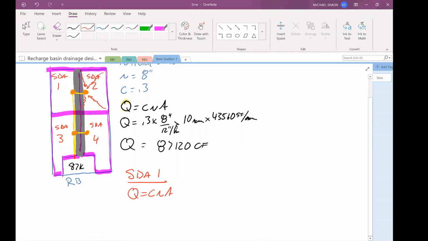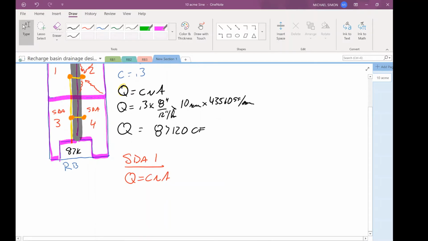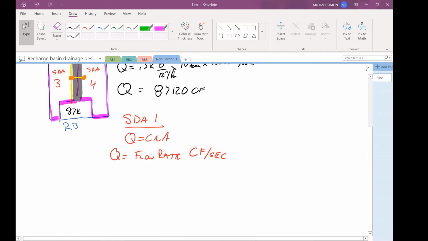But here's the difference. This is not the same Q equals CIA as you see at the first part of the problem. And that blows people away because we're using the exact same variables, the letters, but they mean something totally different. I wish it wasn't the case. That's the way it works. I can't do anything about that. So Q is equal to your flow rate, which means it is in cubic feet per second.